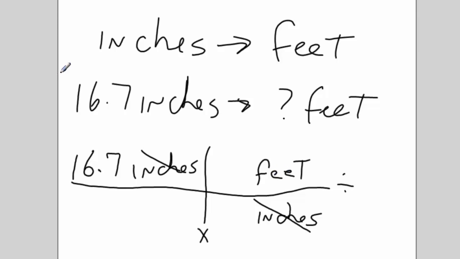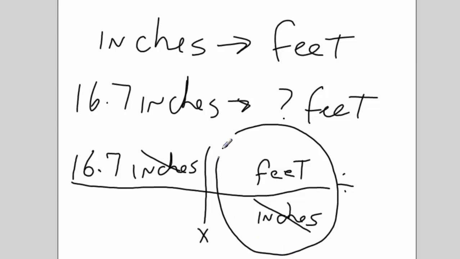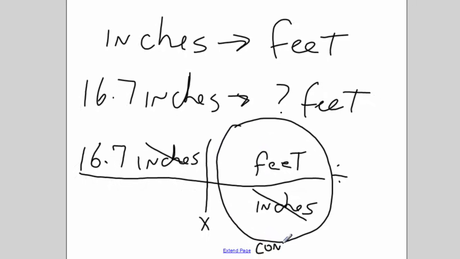Now the thing is, I don't want to change the measurement itself. This 16.7 inches is what I measured. I want to know what that number is in feet. I don't want to change the measurement. I only want to change its unit. Well, we know that if we multiply things by 1, they don't change. And that's essentially what I'm going to do in every step here. This step here is called a conversion factor. And the trick is that a conversion factor has to equal 1.